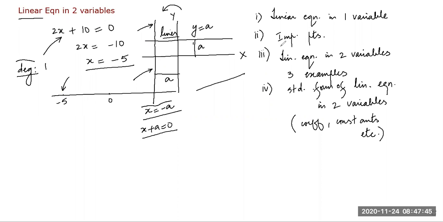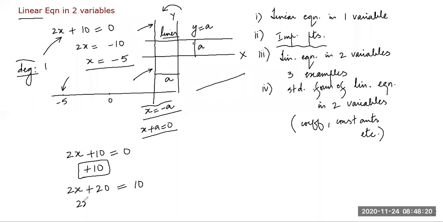Now, we have these important points. What are these? Same equation we will write again, 2x plus 10 is equal to 0. Students, let us say I add 10 on both sides. Does it affect the root of the equation? Let's see. On the left hand side it becomes 2x plus 20, on the right hand side it is 10. So again it is the same, 2x is equal to minus 10. The root of the equation is not disturbed.